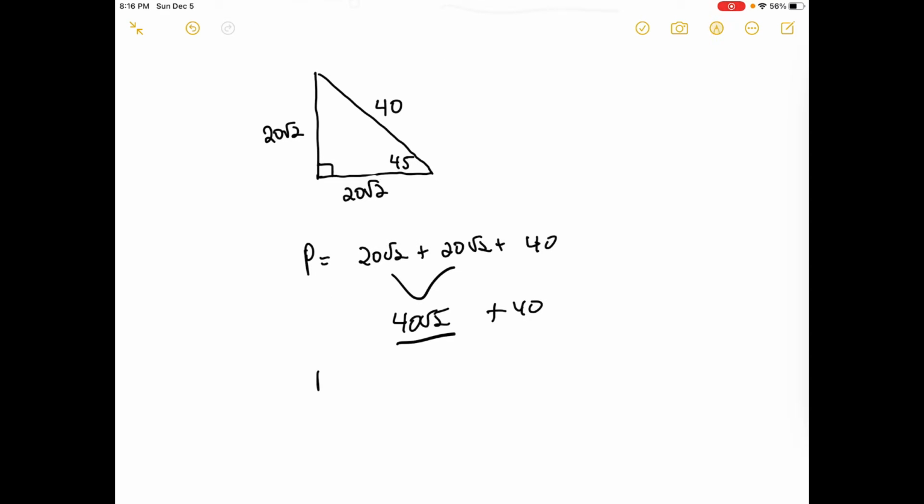If I put this in my calculator, let's see what we get. Let's see, 40 times root 2.